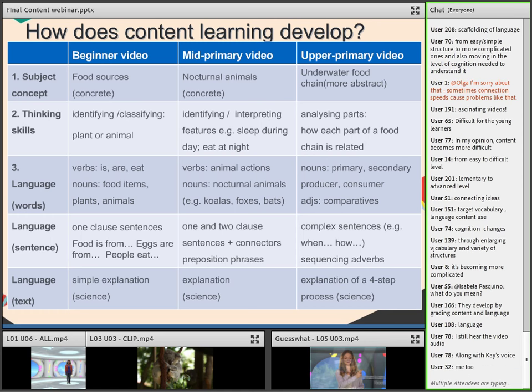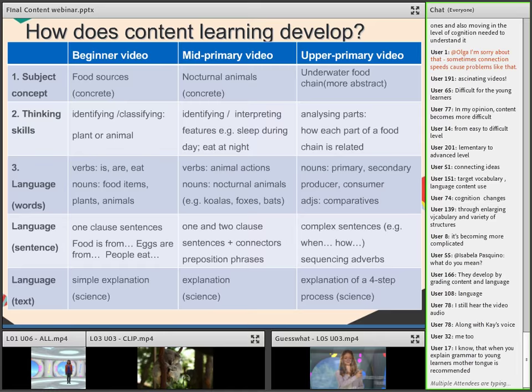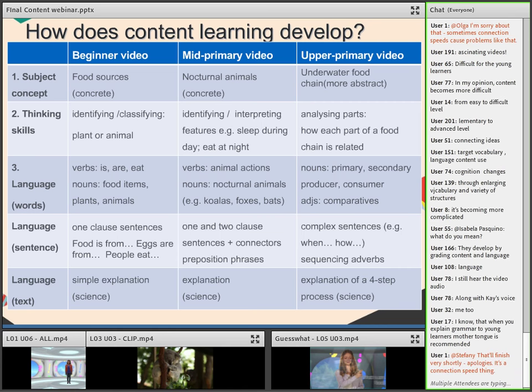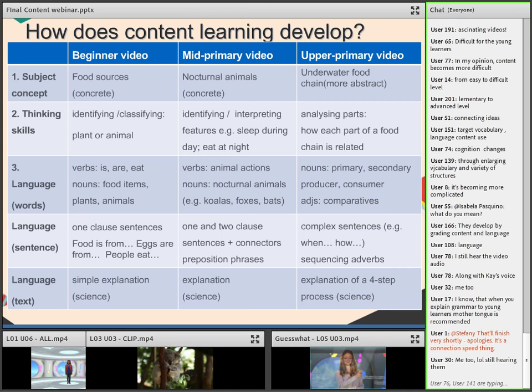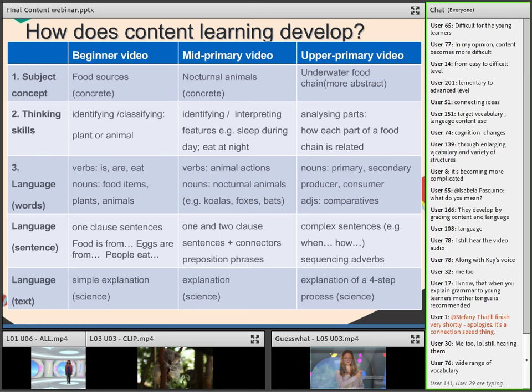Secondly, thinking skills. So content learning develops thinking skills from identifying and classifying at the beginning, and then to interpreting animals that sleep during the day or at night, and then analyzing parts of a food chain. Thirdly, language. I've divided language development for learning about new content into word, sentence, and text levels.